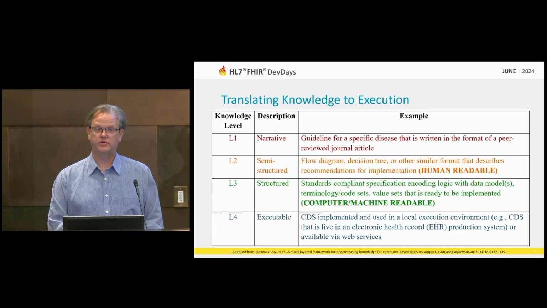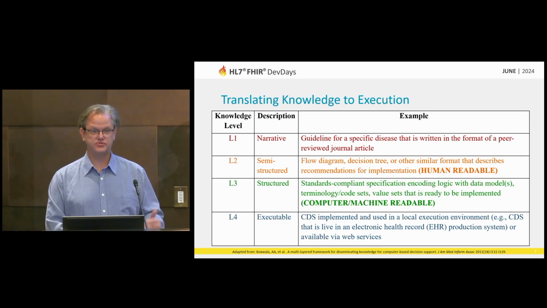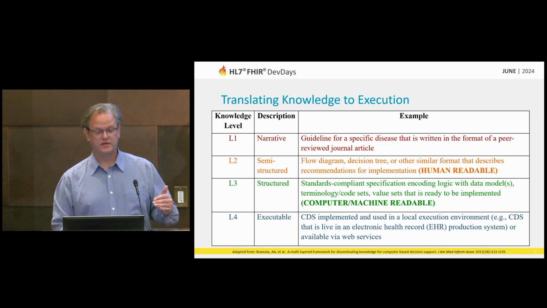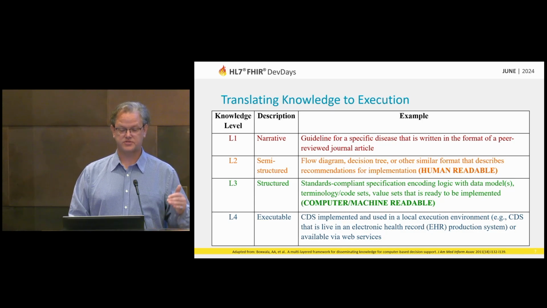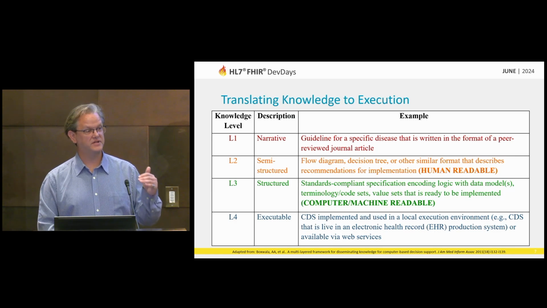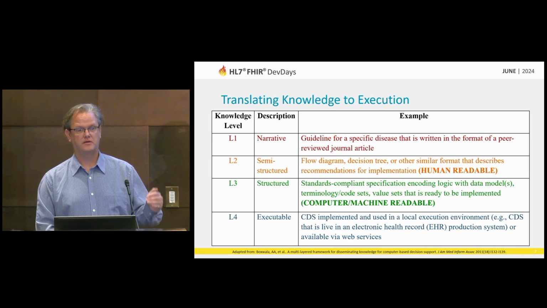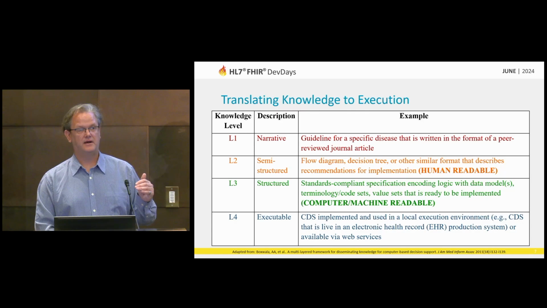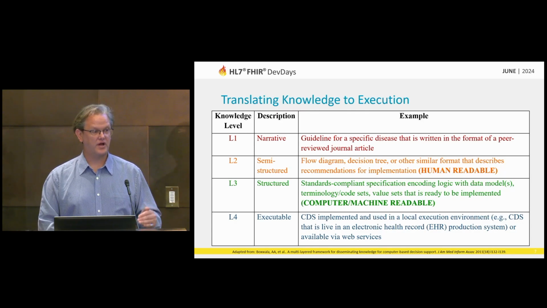One of the ways that we break down knowledge representation in this space is through knowledge representation levels. So knowledge level 1, you'll hear this referred to often as the narrative, right? The guideline comes out. It's a 20, 30 page document. It's very dense. It's very domain specific. You have to have a lot of clinical knowledge to even interpret it.